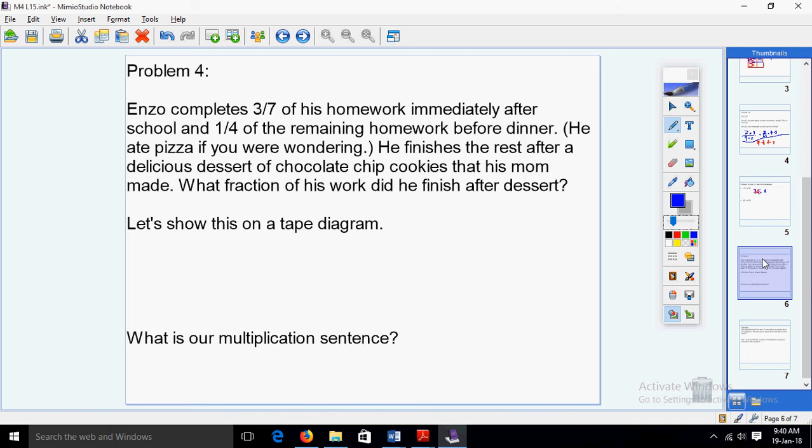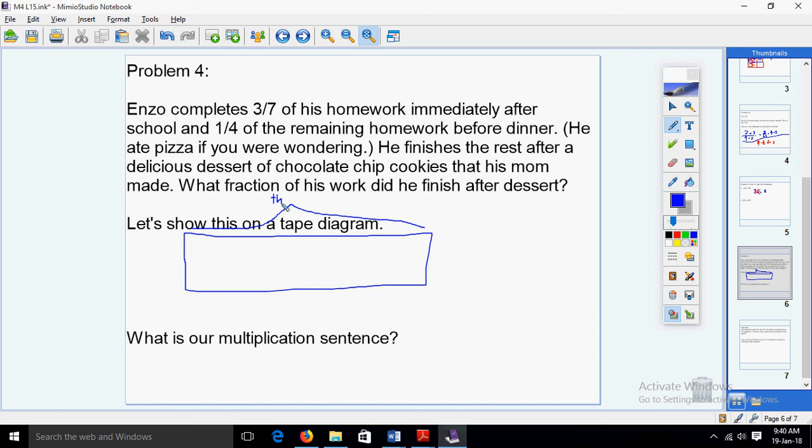So we're actually going to show this on a tape diagram this time. I'm going to make it a little longer than our area models. Now, the cool thing about this is we're not actually trying to figure out what the total is. It's just trying to figure out what the fraction is. So I'm not going to put a number for our total. I'm just going to say T for total homework. Okay, so his total homework is up there.